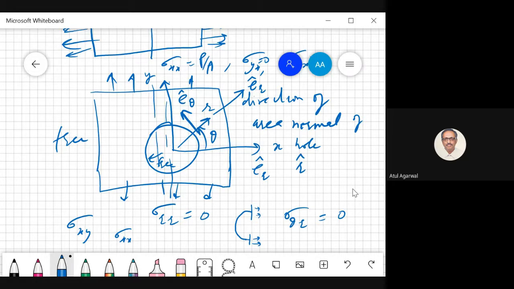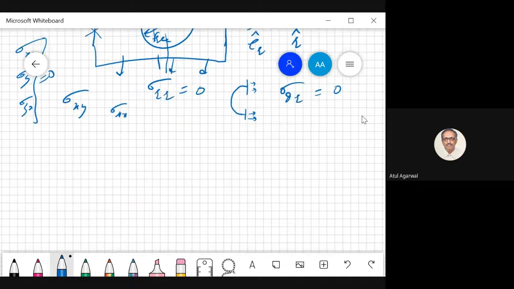And on this surface, what are the stresses defined? You can sigma xx, sigma yx, sigma zx, and they are all zero. Okay, because there is no force, no external force, no internal force. If you have any questions, you can ask.